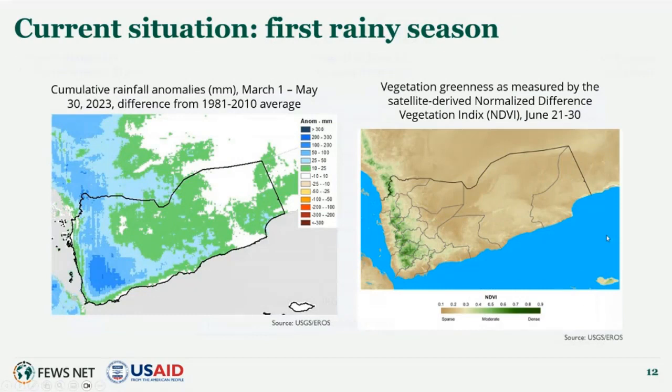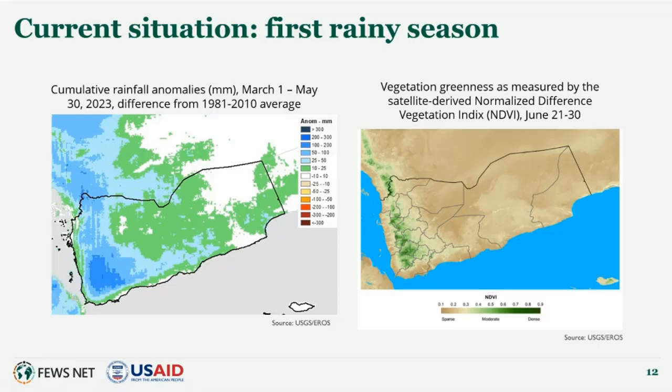And now shifting to look at the performance of the first rainy season, the map on the left is showing cumulative rainfall during the full first rainy season from March to May 2023. And it's looking at anomalies expressed as the difference between the received cumulative rainfall and the average for that time period. And you can see that rainfall was above average across most of the country in Yemen's recently concluded first rainy season. And this was generally beneficial to crop production despite some incidents of flooding, with crop production in 2023 expected to be slightly better than last year overall.